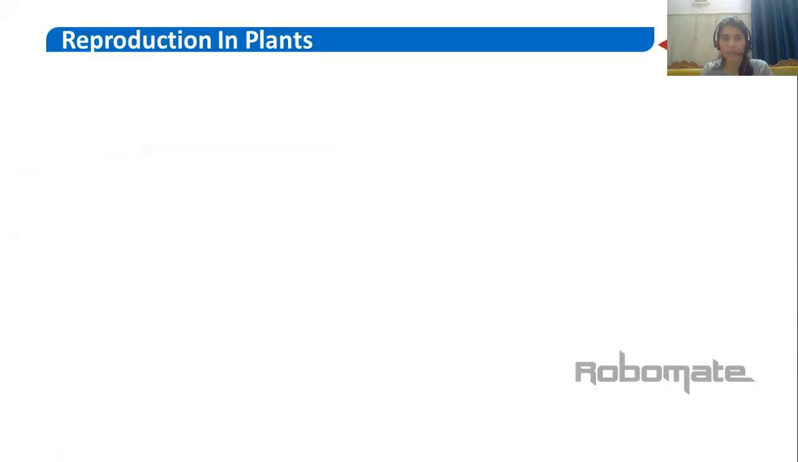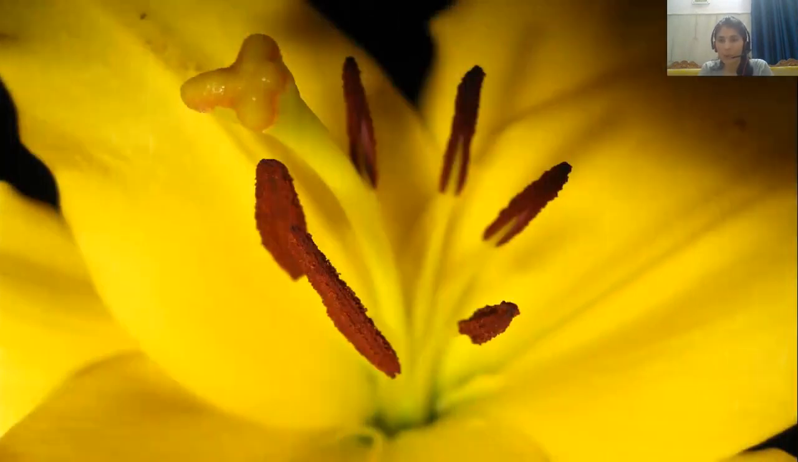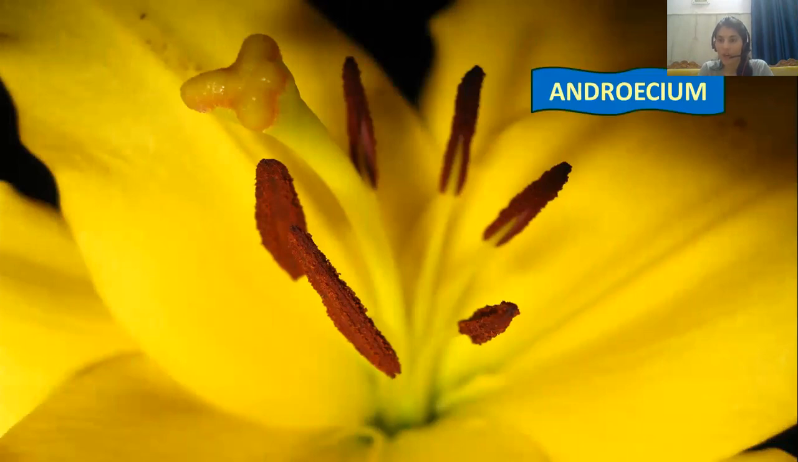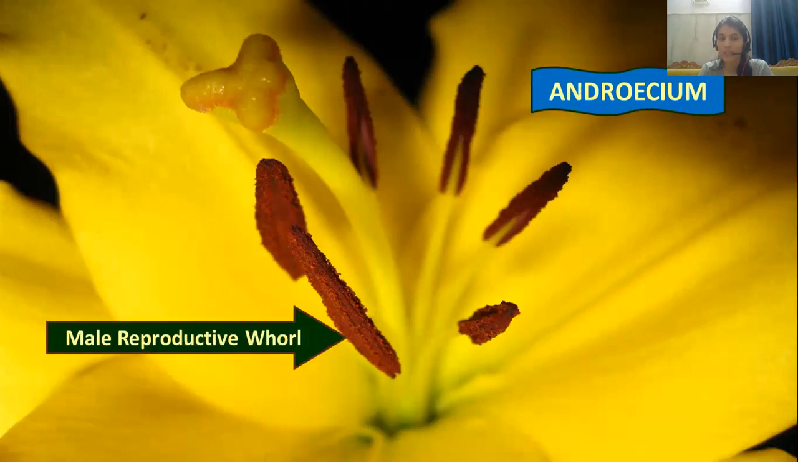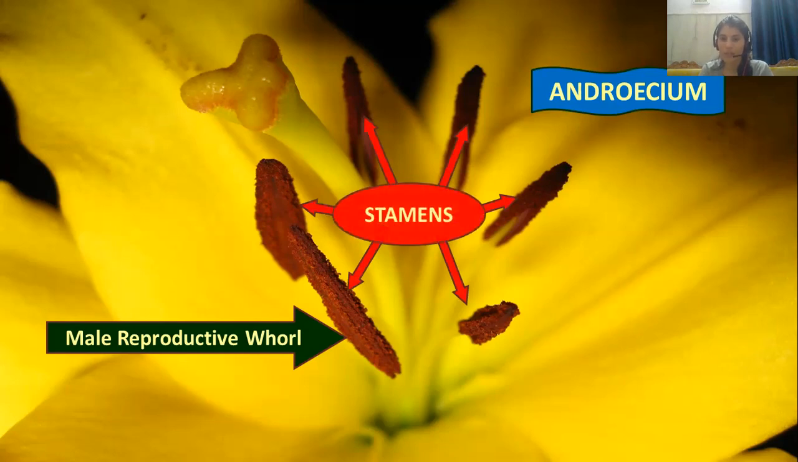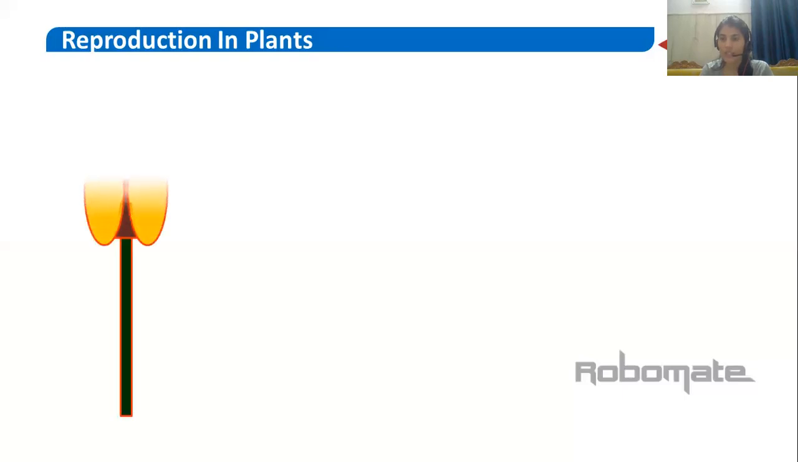So let's start. See, this is a beautiful structure of a flower showing the androecium. And androecium is what? It's the male reproductive whorl. As you all know, androecium is the male reproductive whorl. So androecium is made up of what? You all know androecium is made up of a definite number of stamens. So these all are stamens. Now we'll see the structure of a stamen.